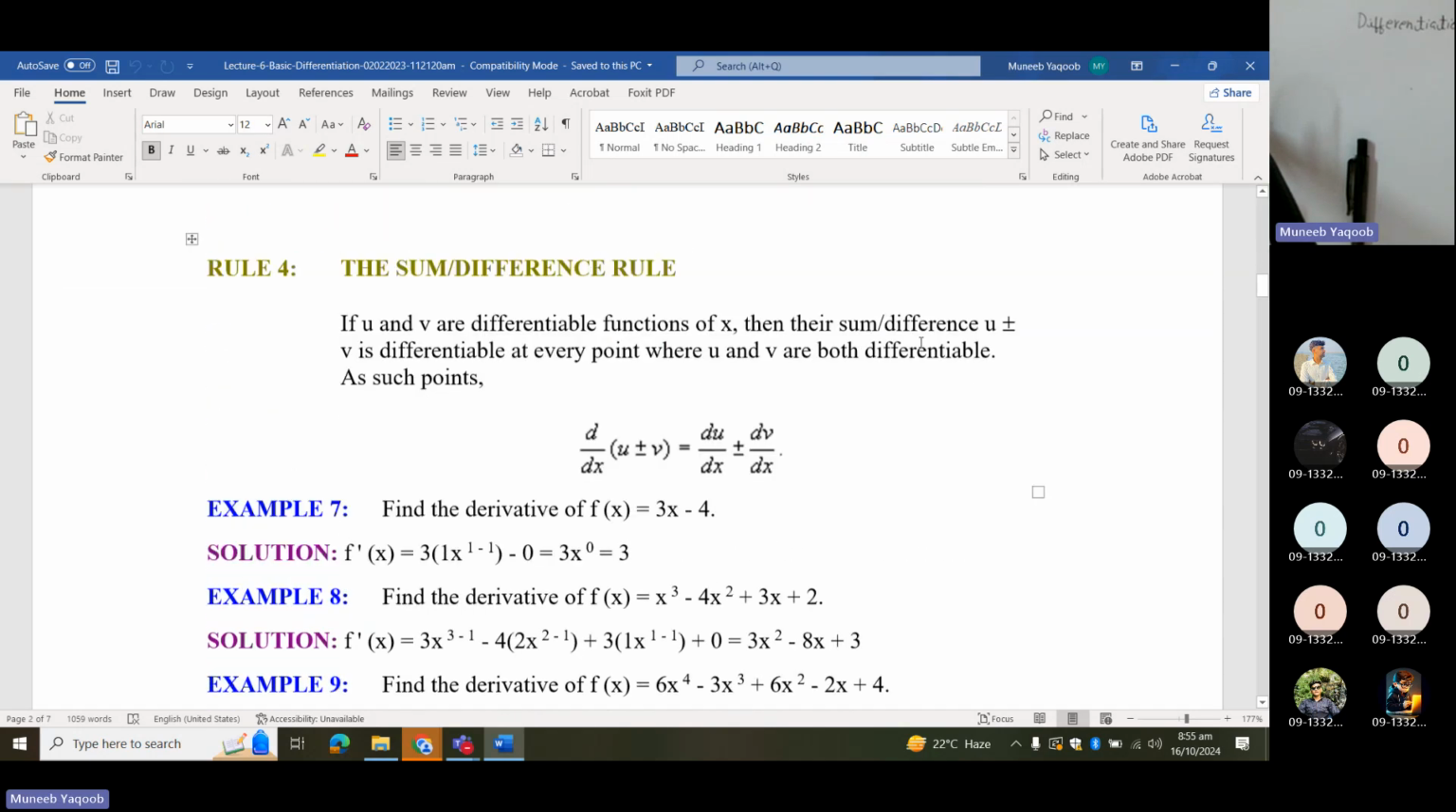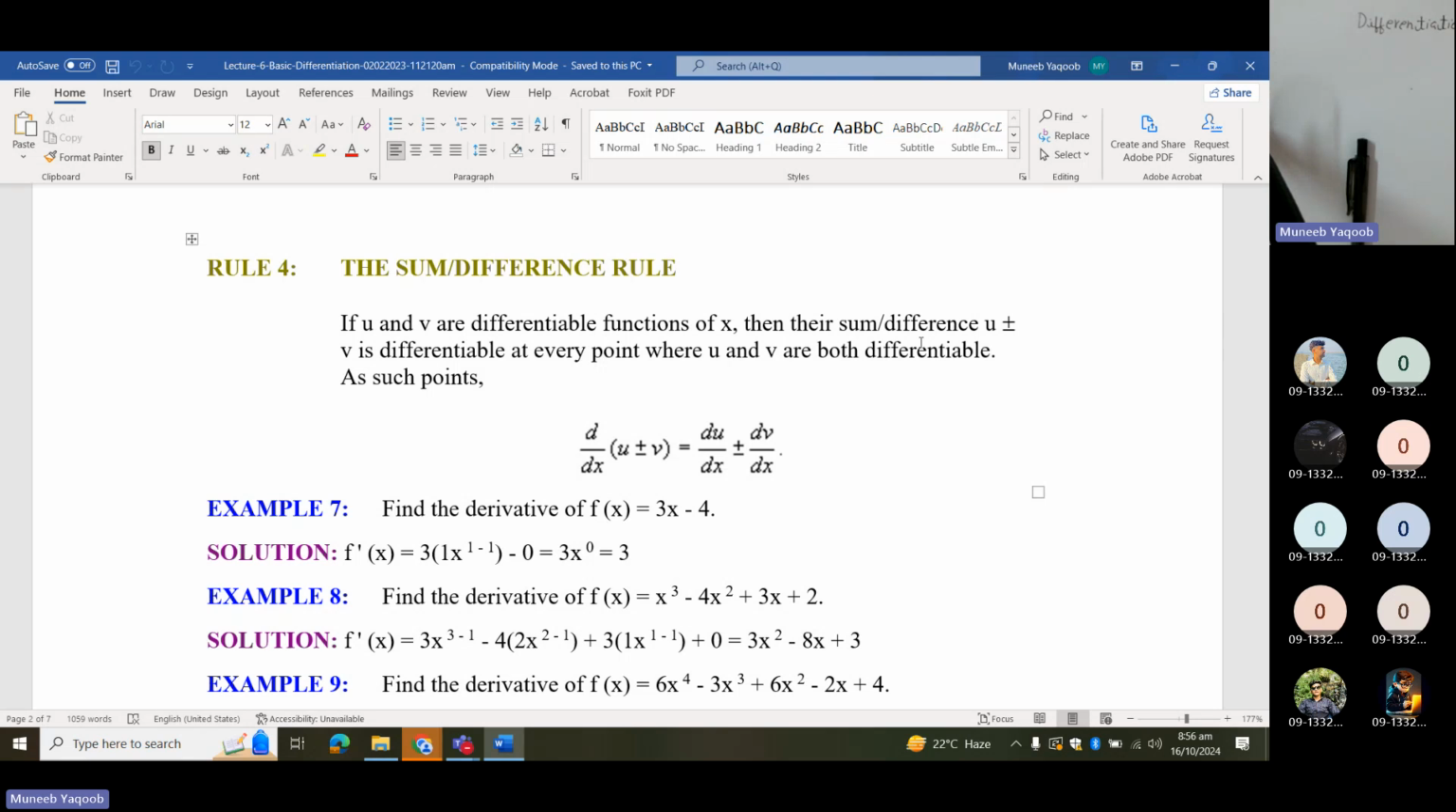Now coming to the fourth rule, that is known as the sum or the difference rule. If we are to calculate the derivative of the sum of two functions, u of x and v of x, or the derivative of a subtraction of two functions like u of x minus v of x, then we will calculate the derivatives of u and v separately, and at the end we will add or subtract the corresponding derivatives, whatever is the case.